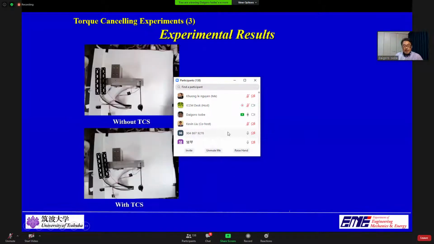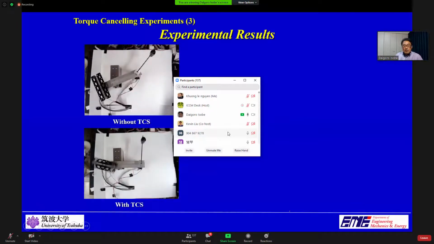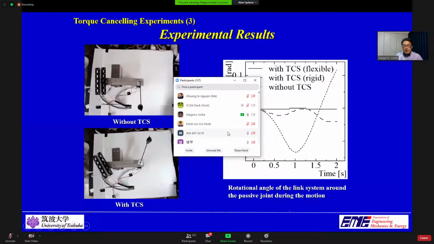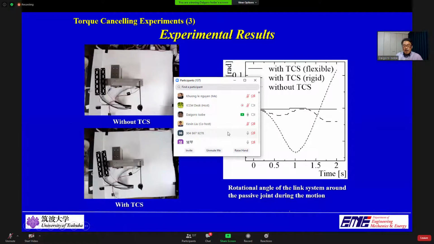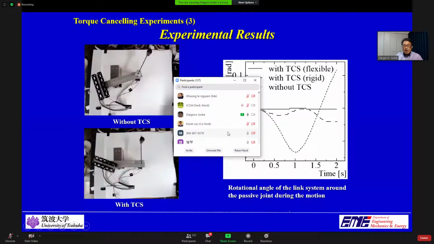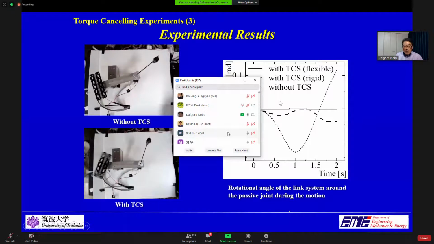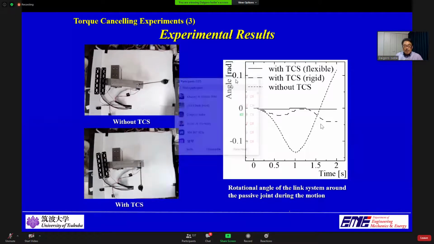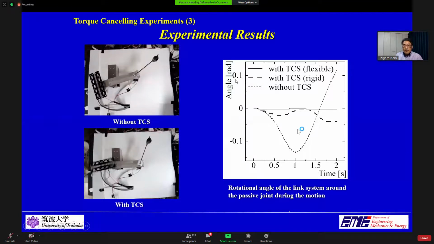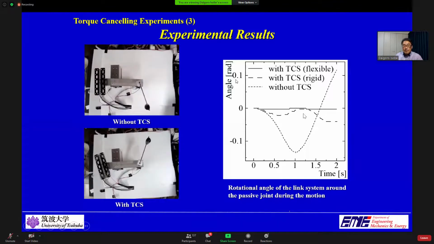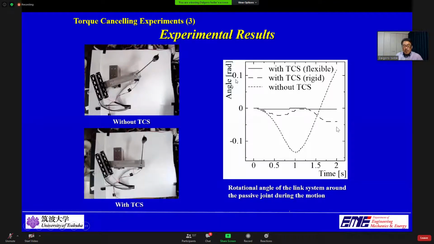By activating the TCS, the mechanical sway around the pin joint is successfully suppressed to a minimum amount in this case too. This figure shows the rotational angle of the link system detected at the encoder attached on the passive joint. It can be confirmed from the figure that the rotation around the passive joint stops perfectly when the TCS is activated by the torque obtained by assuming the elasticity of the flexible link. If a torque obtained by assuming it as a rigid link is supplied, you can see that it is not sufficient for the TCS to suppress the mechanical sway around the passive joint.